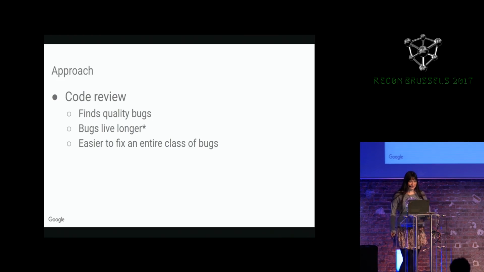And my approach was mostly code review. I find especially if you're in the situation of wanting to find a lot of bugs and do a comprehensive bug finding, find all the similar bugs so that they can be fixed, code review is typically the best. You find quality bugs and you know their quality up front because you know what's causing them. I thought I would find bugs that maybe live longer and are more likely to be used by attackers, although that turned out not to be the case. And also I found it easier to fix or get entire classes of bugs fixed.